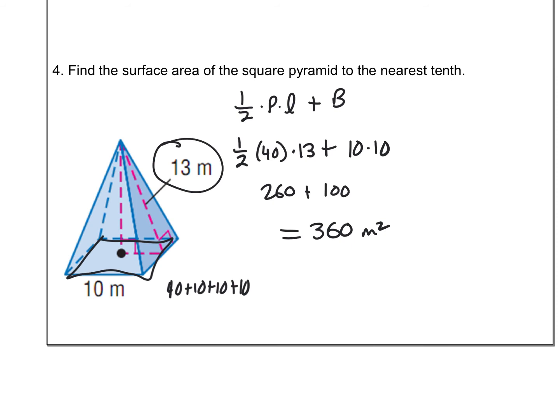Okay, here I'm given the slant height. On the previous one, I was not. I had to do some work to figure that out. This one is pretty straightforward, okay? As long as you start getting comfortable with, and this is what I would put on my note sheet too, is that 1/2 times perimeter times slant height plus the area of my base.